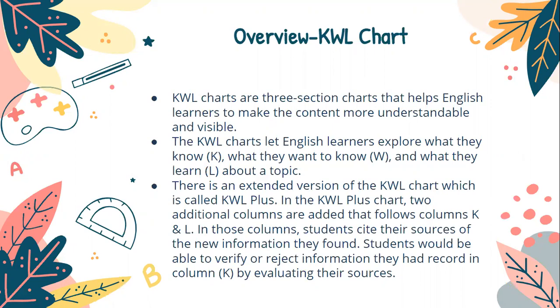a specific topic. There is another kind of chart, which is called the KWL Plus chart. In this chart, there are two additional columns that follow columns K and L. In those columns, the students cite their sources of the new information they found, and the students could be able to verify or reject information they have recorded in column K by evaluating their sources.